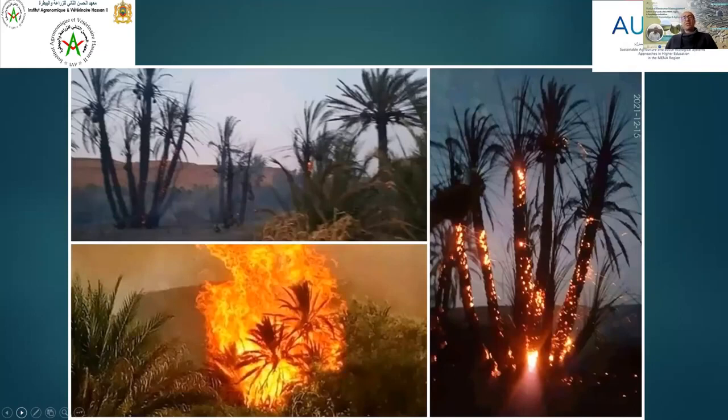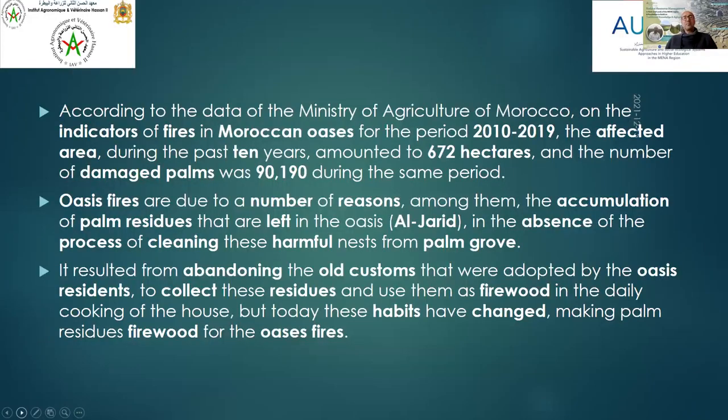It's almost 10 years old, which is fires that we are witnessing lately in the oasis system. According to the data by the Ministry of Agriculture of Morocco and the indicators of fires in Moroccan oases for the period 2010-2019, the affected area during the past 10 years amounted to 672 hectares. And this surface is not negligible under oasis conditions. And the number of damaged palms was 90,190 during the same period.